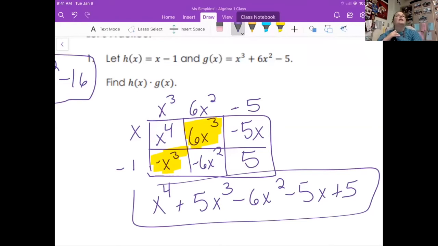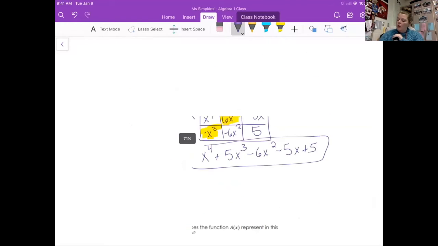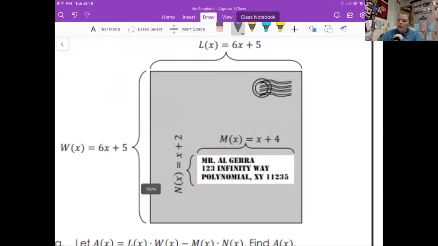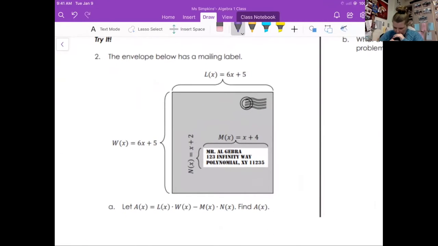So the try it is not very clear what our end goal is. Our end goal is to find the area of the gray shaded region of that envelope. So we have some dimensions that are labeled. Does anybody have an idea of what we could do to just find the area of the gray? Yes. Well, yeah, we're going to use that.